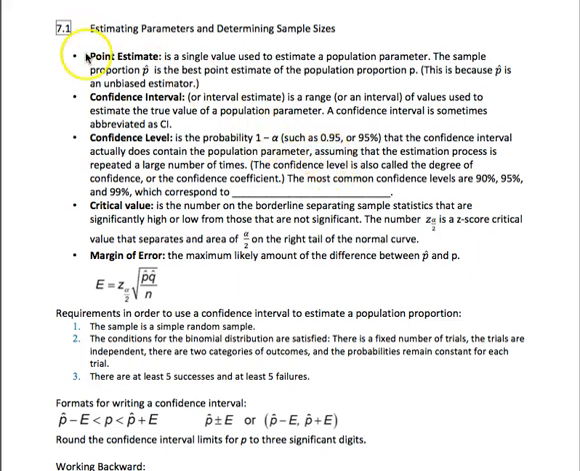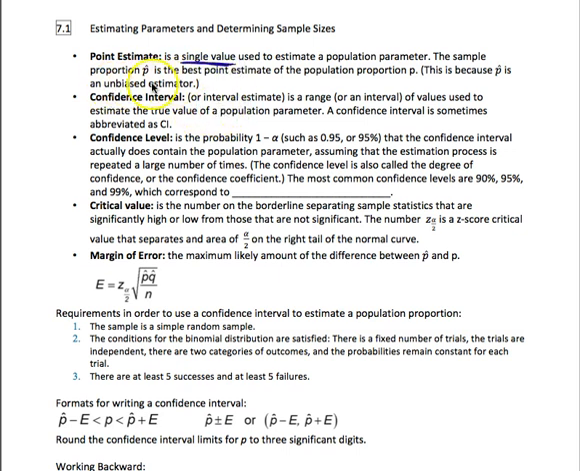All right, so today we're going to be talking about estimating parameters and determining sample sizes. So up at the top here, I've got a lot of definitions. I'm not going to go through all of them because y'all can read. But I do want to stress a couple things. One, on point estimate, the key part of this definition here is single value.